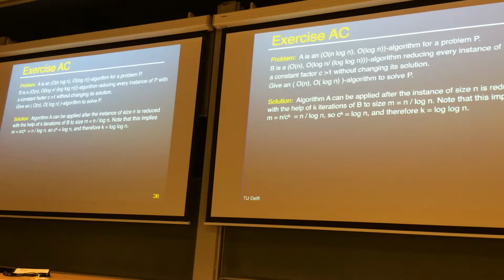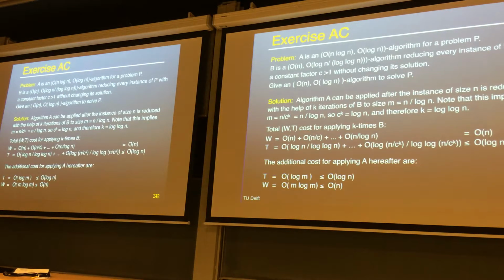And now the second phase comes, and that's the verification phase. Now we have to make sure that by this number of iterations we indeed come up with an algorithm that satisfies the requirements. Well, apply B k times. Consider that as an algorithm. That will cost you an amount of work equal to O(n) in the first iteration, O(n divided by c) in the second iteration, O(n divided by c to the power 2) in the third iteration, etc.